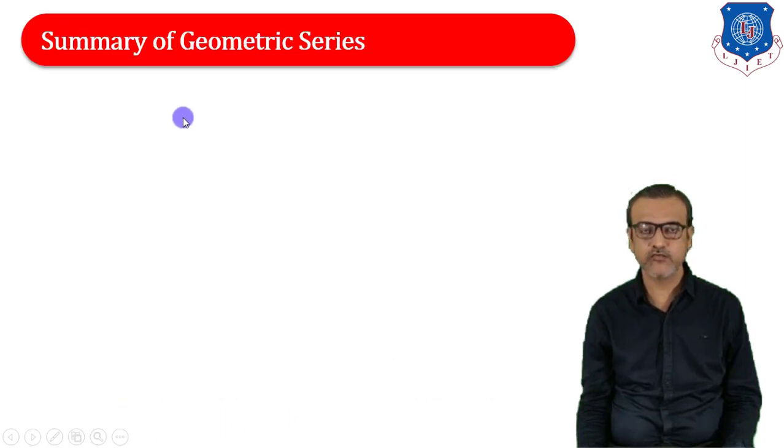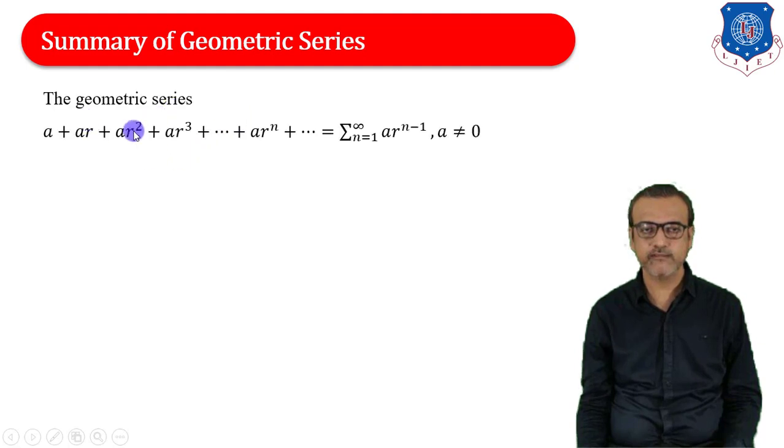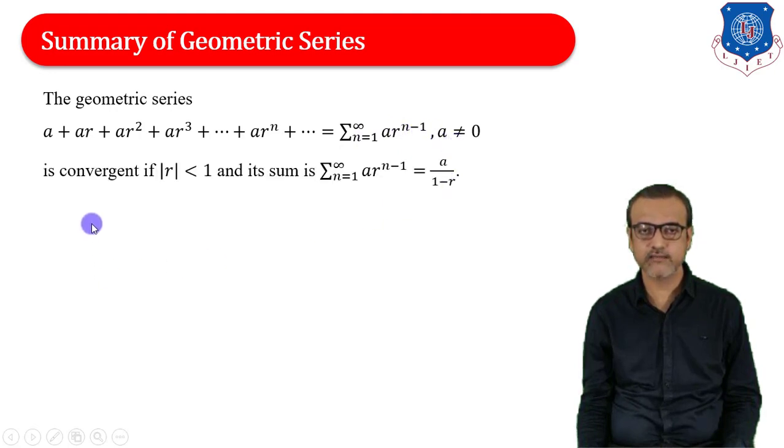Now we have a summary of the geometric series. The geometric series a + ar + ar² + ar³ + ... up to arⁿ, that is the sum from n = 1 to infinity of arⁿ⁻¹, where a is not equal to 0, is convergent if mod r is less than 1 and its sum is a upon 1 minus r. It is divergent for mod r greater than or equal to 1.